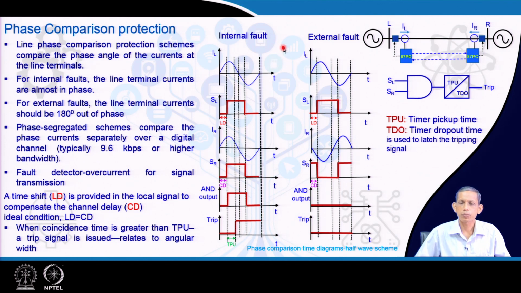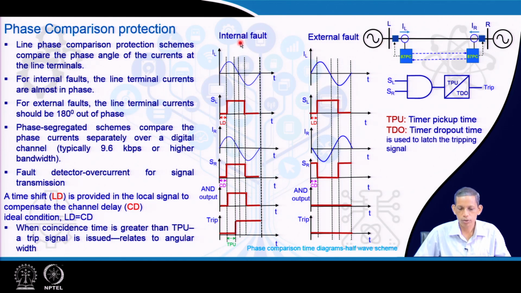Here, unlike the corresponding phase value or signal value, which may be transmitted from one end to the other end, in feeder protection the phase is compared in this perspective. So, what is being done here is that the line phase comparison protection schemes compare the phase angle of the currents at the two terminals. For internal faults, the line terminal currents are almost in phase, and for external faults the terminal currents are 180 degrees out of phase. So, the CTs are connected in the differential protection arrangement we see.